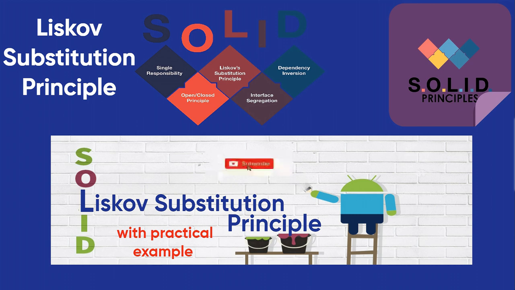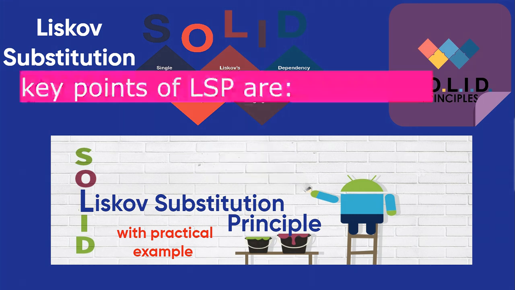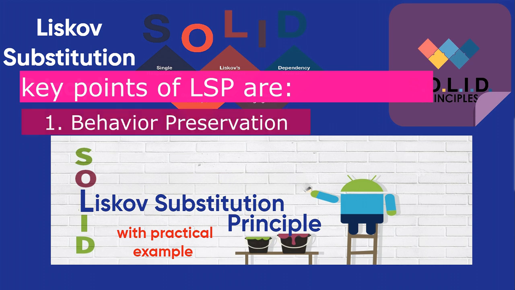Next, we'll discuss the key points of Liskov substitution principle. What are the key points? The first key point is behavior preservation. What does it mean? Let's say any operation available on the base class should also be valid for the derived class, and the derived class should not alter or remove the behavior defined in the base class.